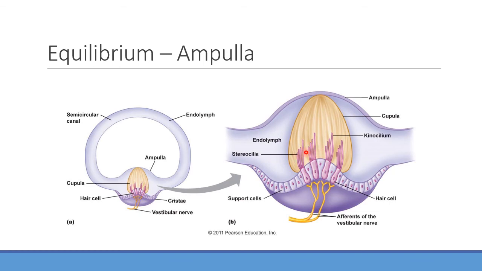And you can see here, these hair cells are then communicating with these afferents of the vestibular nerve, and then all kind of conjoined together, along with afferents coming from the other semicircular canals, and also the utricle and the saccule and all that.